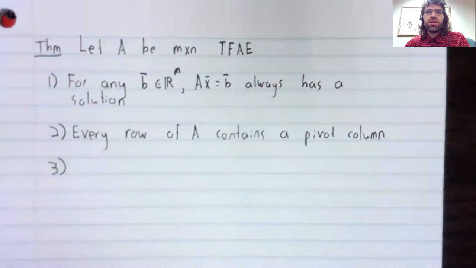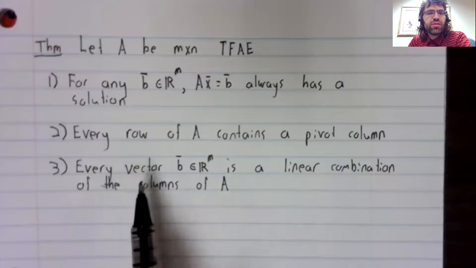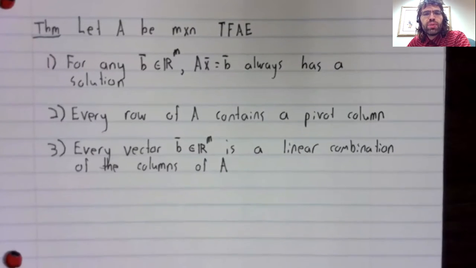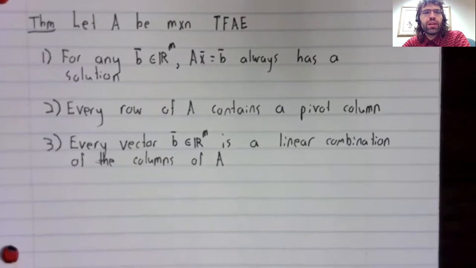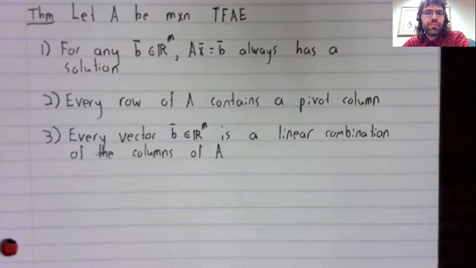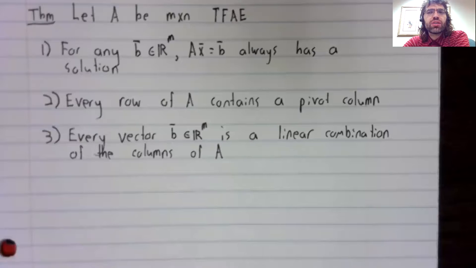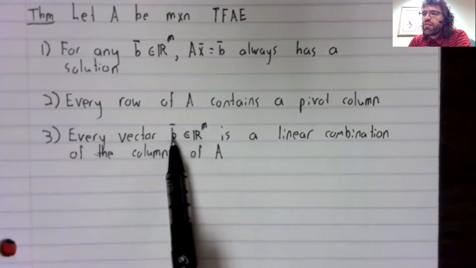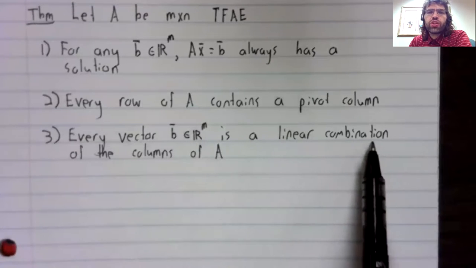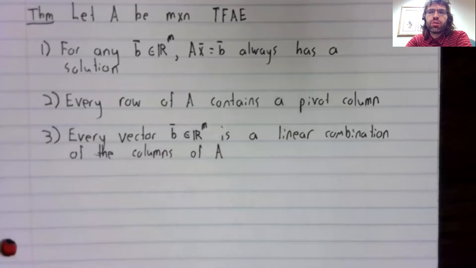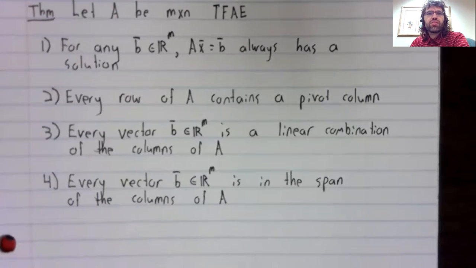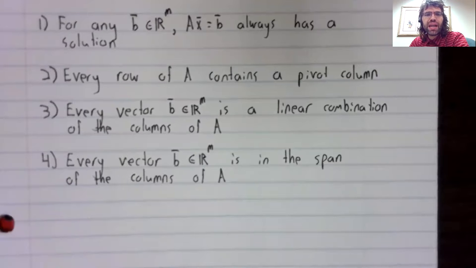So this statement here is the same as this statement here, that every vector B in Rm is a linear combination of the columns of A. Now, try to cast your mind back a little and recall a previous definition. We defined the span of a set of vectors to be all of its linear combinations. So saying that a vector is a linear combination of some other vectors is the same as making a statement about the span.